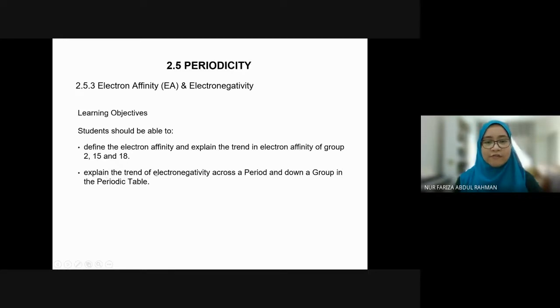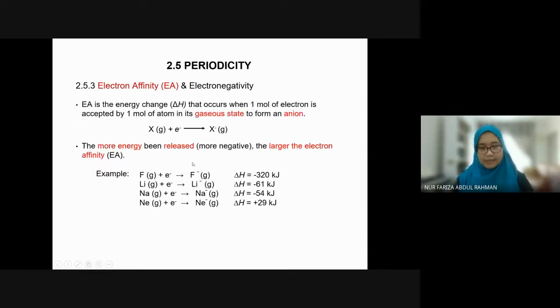Explain the trend of electronegativity across a period and down the group in the periodic table. So this is for electron affinity. Basically for electron affinity, we have one learning objective, and then another learning objective comes from electronegativity. The one that is critical is the ionization energy, because we have 5 for only one subtopic. Moving on, what is electron affinity?